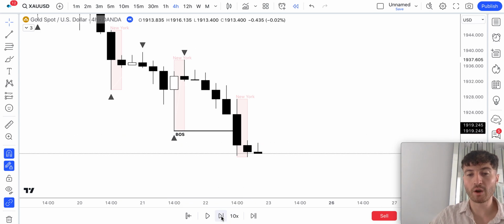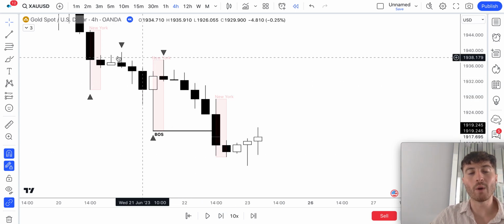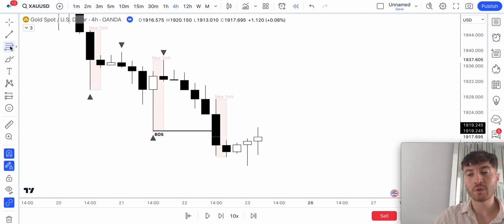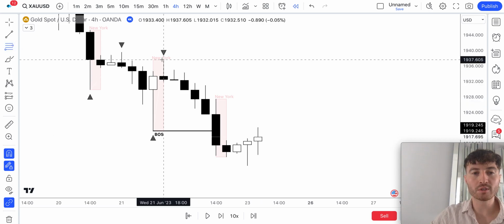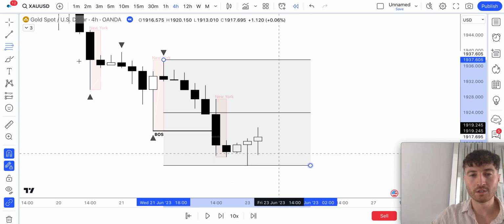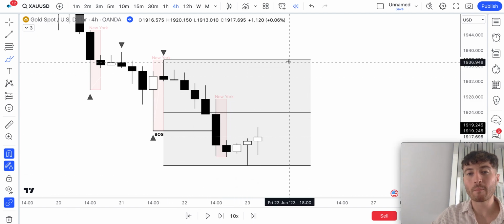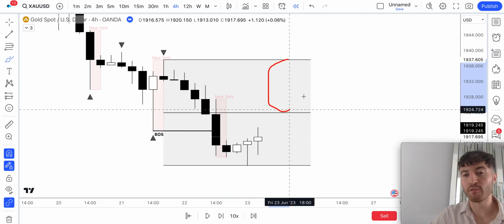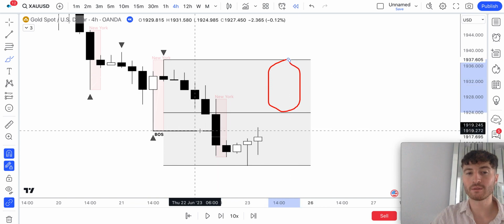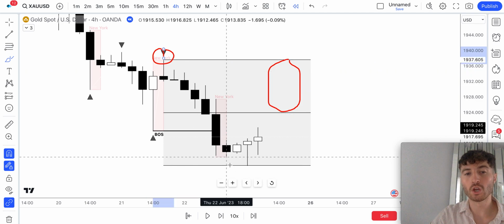Now that we've identified a strong break to the downside, we can go ahead and mark on number 2, which is our fair value and our discounted area. In short, we only want to be selling from discount. Discount is simply when price is above 50% of that mitigation from the break. So we mark that on from the fractal high down to the new low there.